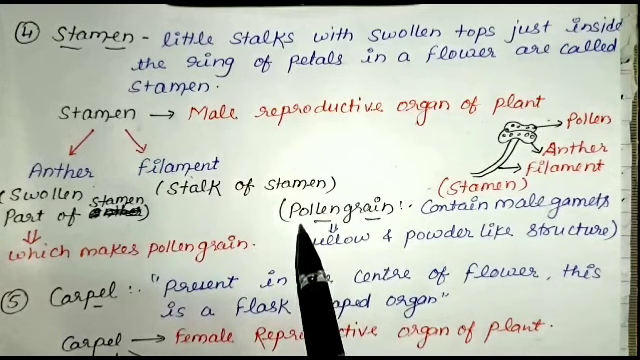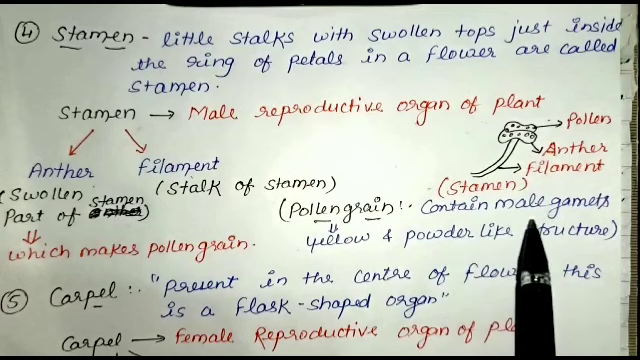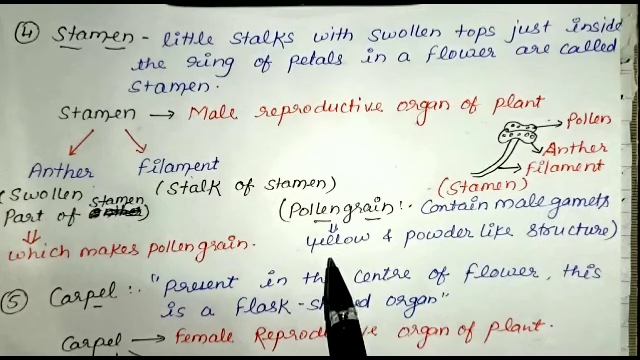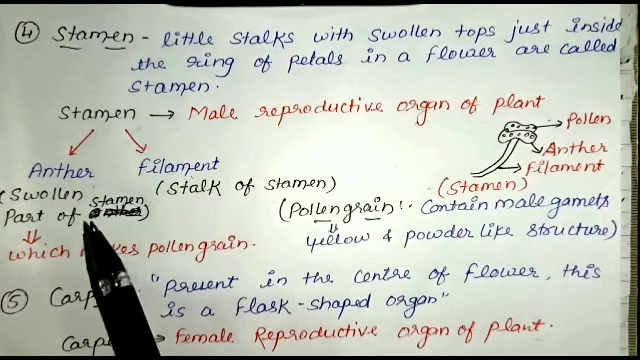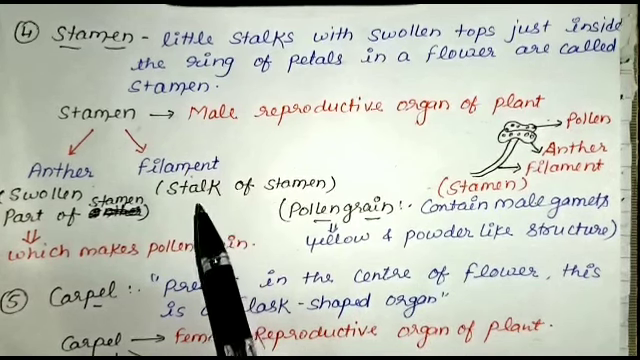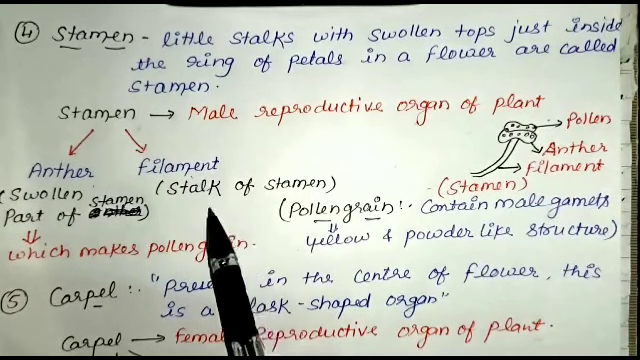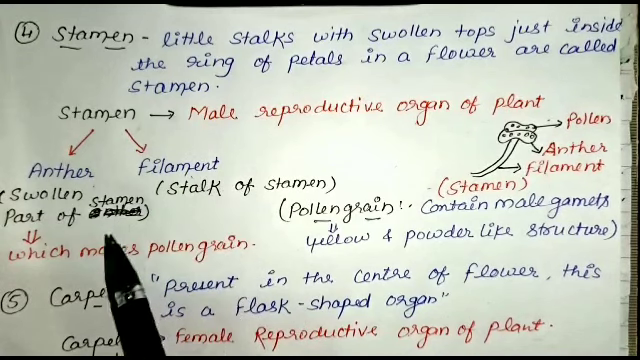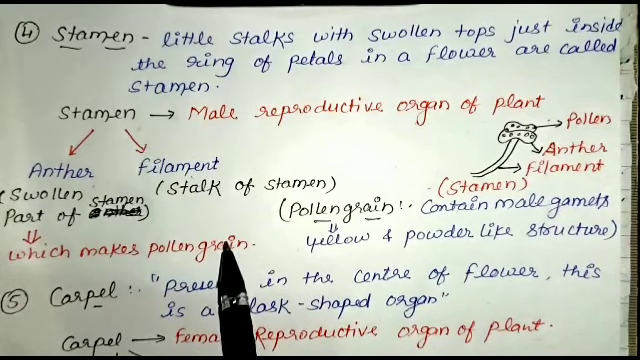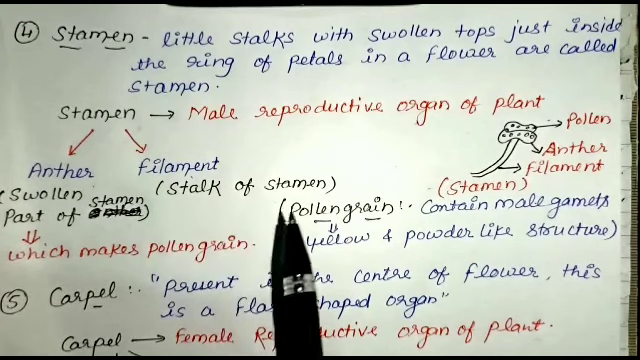Here we discuss what we mean by pollen grain. Pollen grain is a male gamete that is yellow in color and has a powder-like structure. Pollen grains contain the male gamete. It is clear from this discussion that the male gametes of a plant are made in the anther of the stamen. Another point to be noted is that a flower usually has a number of stamens in it.